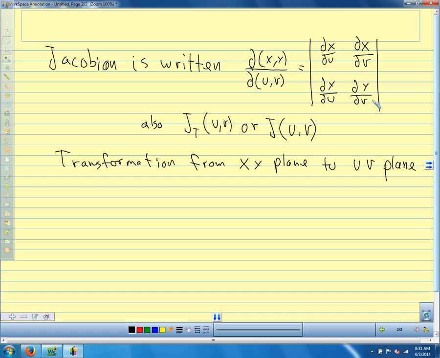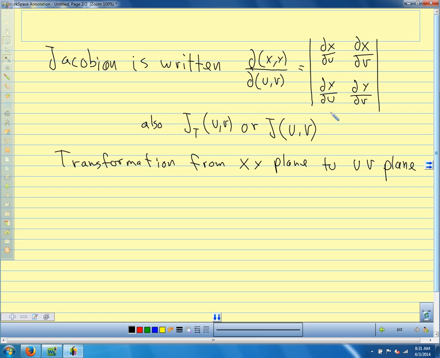So the video that I talked about before, this 14.8 supplement, gives some motivation as to why the Jacobian takes this form. It has to do with approximating areas with a cross product, similar to what we did for surface area. And that gives a little talk about why it comes out this way. So, questions so far about what we're talking about?